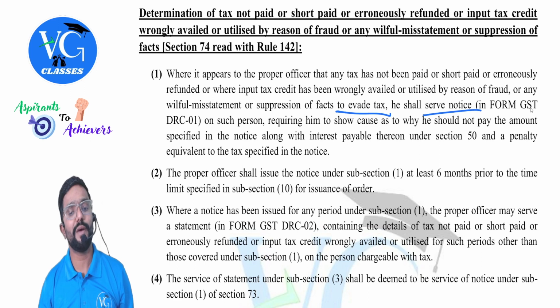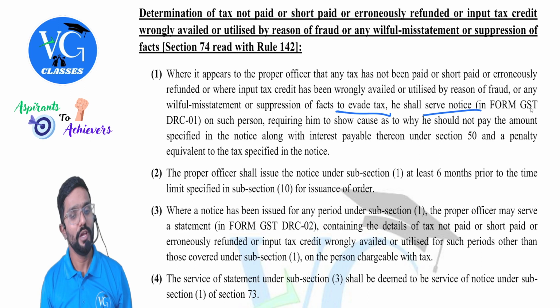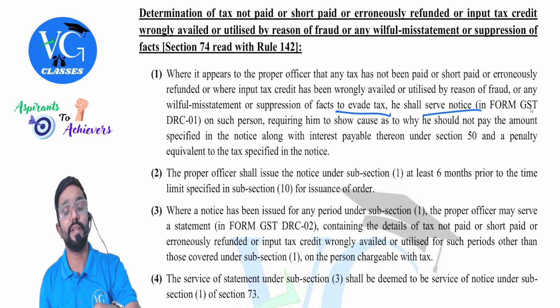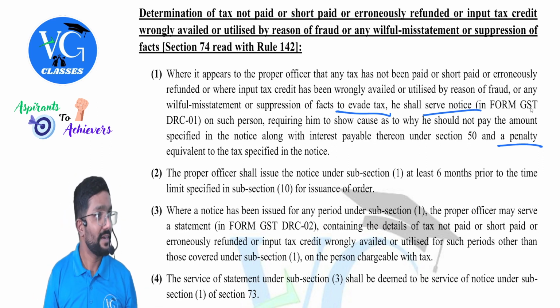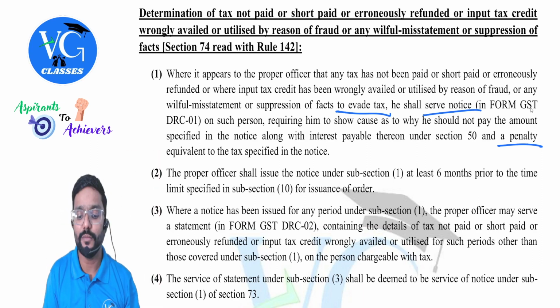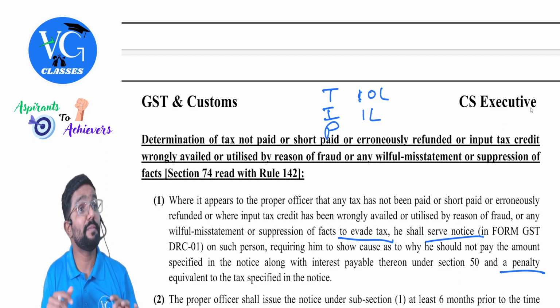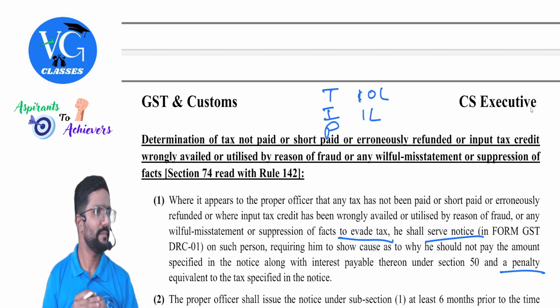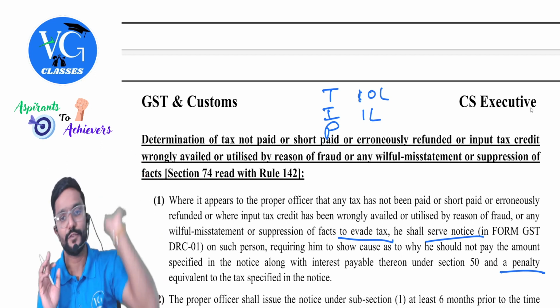Yes, on such person, requiring him to show cause as to why he should not pay the amount specified in the notice, along with interest payable under section 50 and penalty equivalent to what? The amount of tax specified in the notice. Clear? Means how much can be a penalty? Means 100% of tax. Assume a person is supposed to pay tax 10 lakh, interest 1 lakh. Penalty will be how much? It might be as high as 10. Means that is maximum. It can be as high as 10 lakh amount of tax.